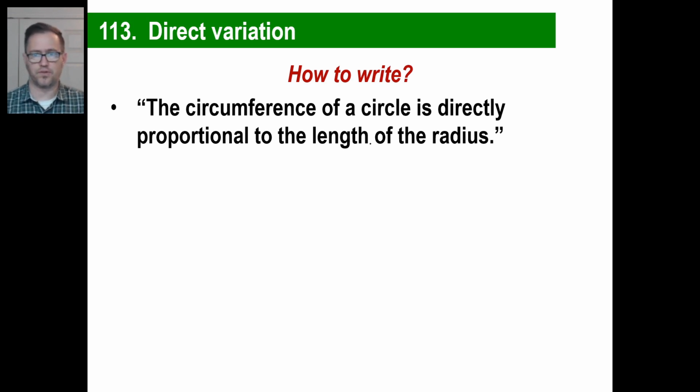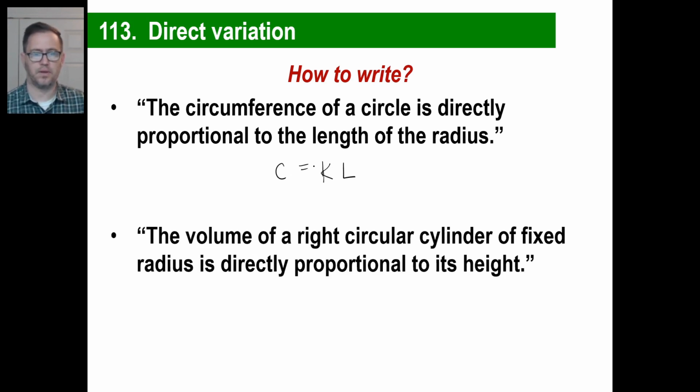So the circumference of a circle is directly proportional to the length of the radius. That's a bunch of hooey. We can call it circumference is directly proportional to the length. Let's just say length, or you could say r for radius. Doesn't matter. Whatever is easier for you. All right, here's another one. The volume of a right circular cylinder of fixed radius is directly proportional to its height. That's a lot of hooey, but it's basically the volume is directly proportional to the height. So just go volume directly proportional to height. And there you go. So train yourself how to do that, and these things will go really easily.